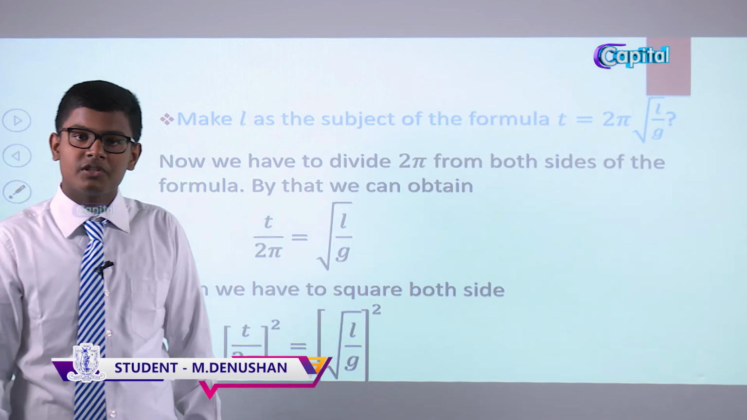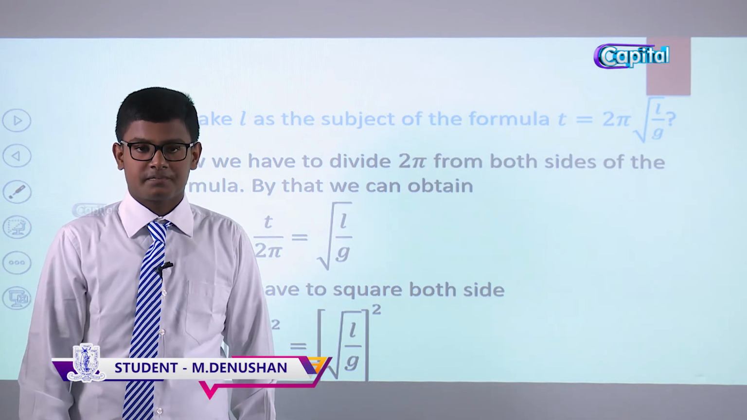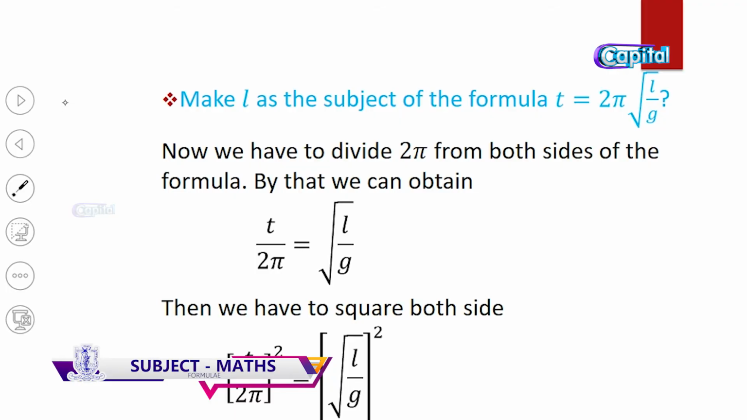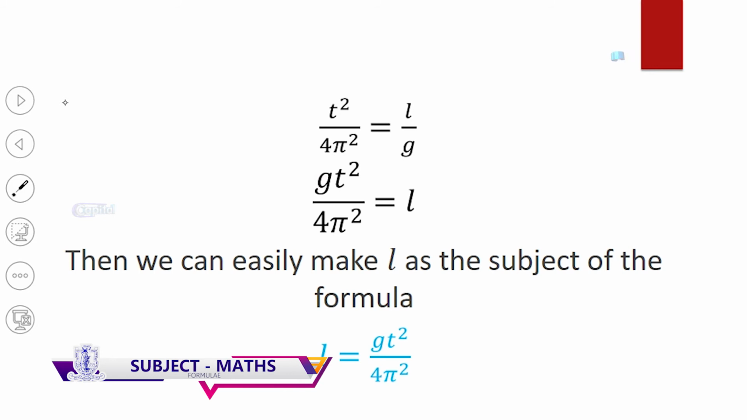Then we have to square both sides to remove the square root sign on the right hand side of the equation. By simplifying, we obtain that T squared over 4 pi squared is equal to L over g. Now we have to make L the subject. For that purpose, we have to multiply by g on both sides. By simplifying, we obtain that L is equal to g T squared over 4 pi squared.